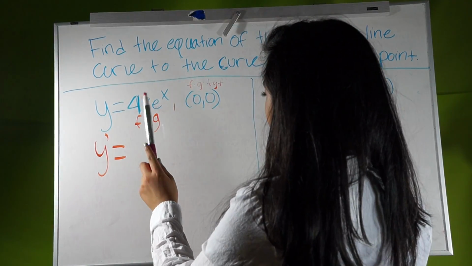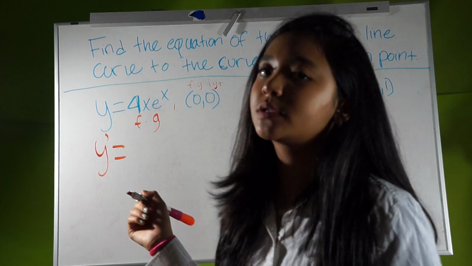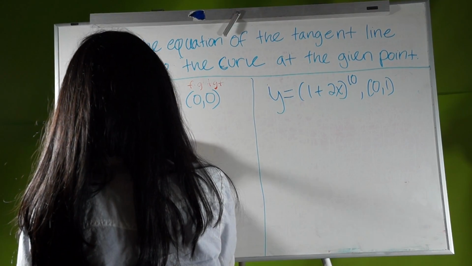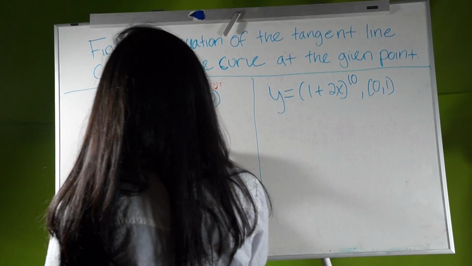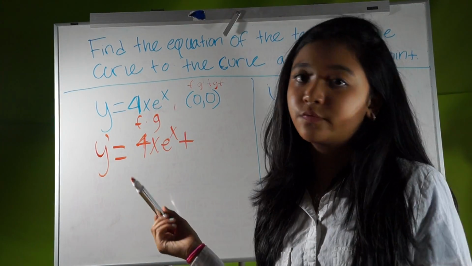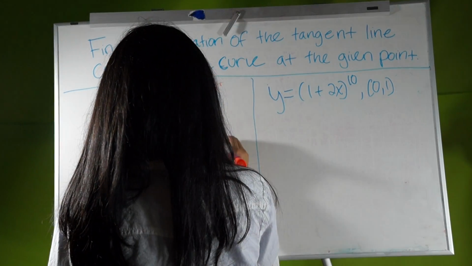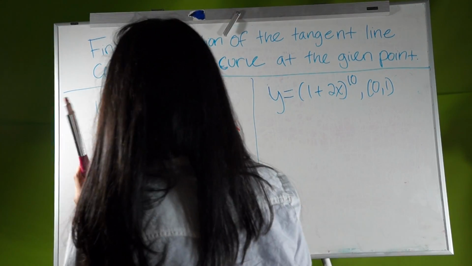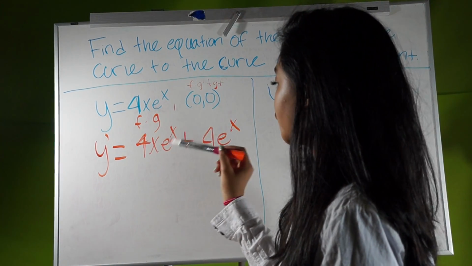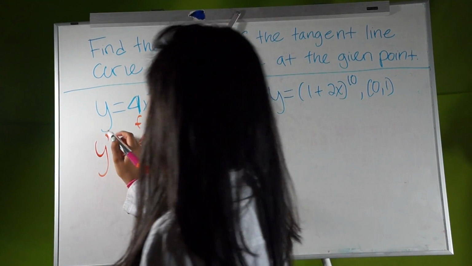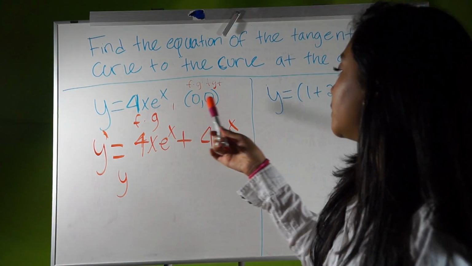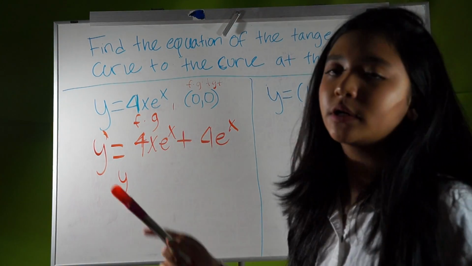The derivative of e to the x is just e to the x, so it'll be 4x e to the x plus this times the derivative of 4x, which is just 4. So then you're left with 4 e to the x. After that, you will plug in 0 for your x here, and that will be your slope.